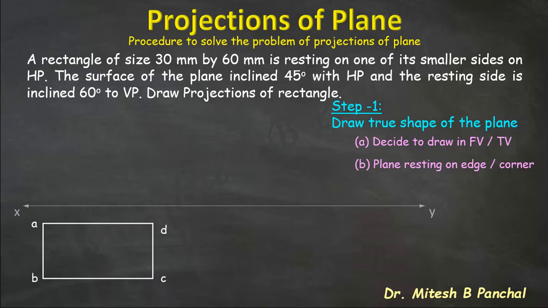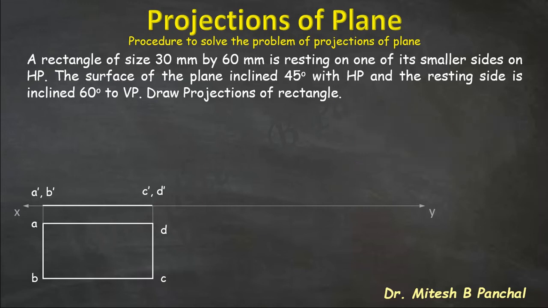the front view is a line view, and that is parallel to xy. Here it is on xy. So line view, that is nothing but the front view, is E dash, B dash, C dash, D dash. So front view is a line view and top view is the true shape. So that is the first step. Now we will see the second step.